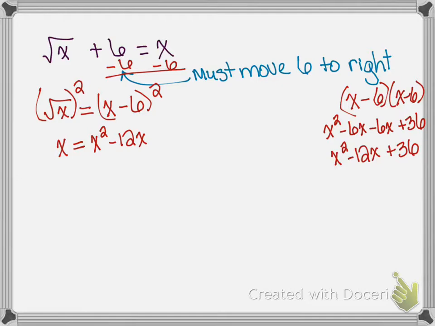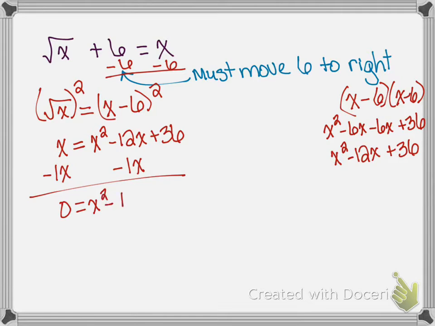Okay? This is a quadratic. How do I know it's a quadratic? Because of x squared. Good. So I've got to set it equal to 0. So I'm going to subtract x from both sides. 0 equals x squared minus 13x plus 36.